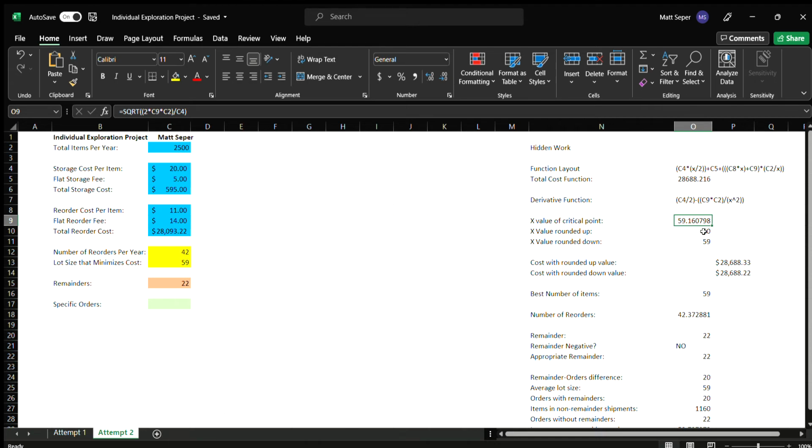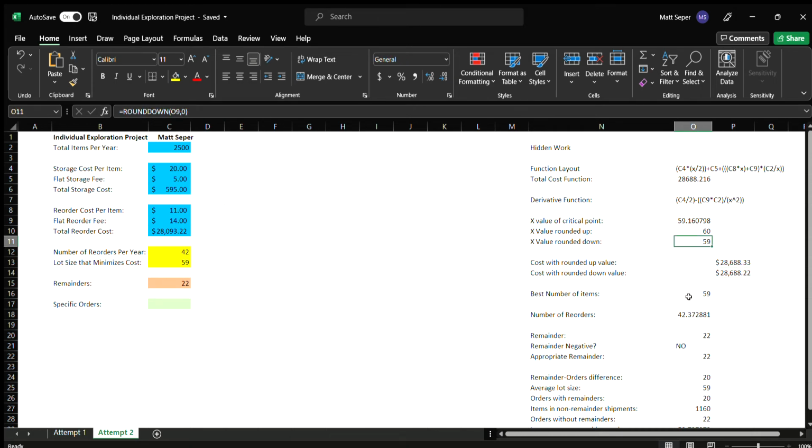So the square root of 2 times C9 times C2 over C4 is also in the algebra that I posted into my reflection. And then, just like before, I knew that I needed to test the values around the critical point, so I rounded it up and down around the critical point and tested both of those values. So I tested the cost function. This is the cost function with the rounded up value plugged in from here, and this is the cost function with the rounded down value plugged in from here.